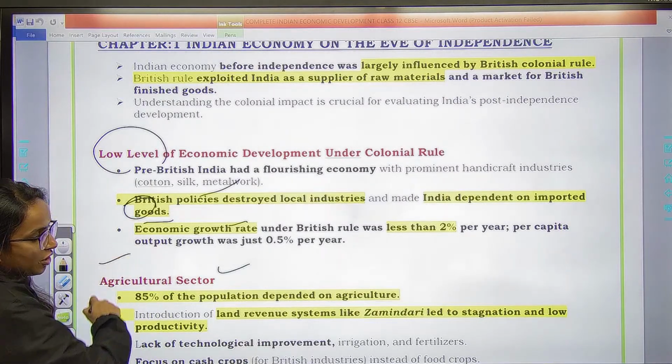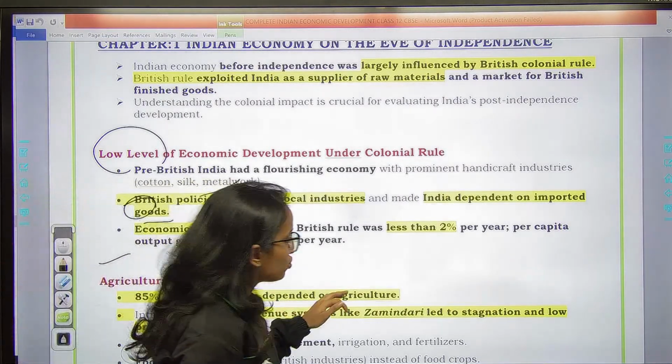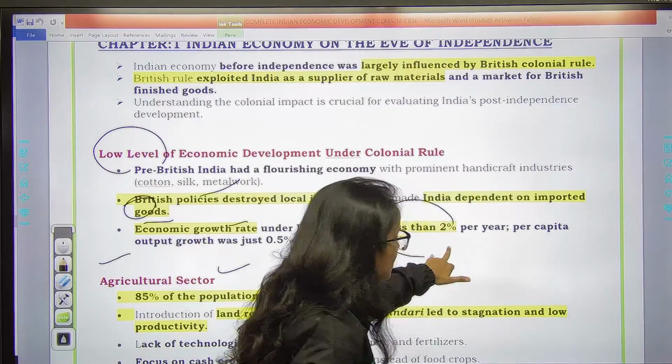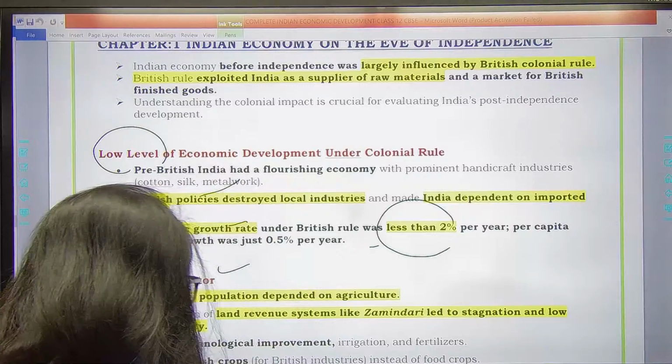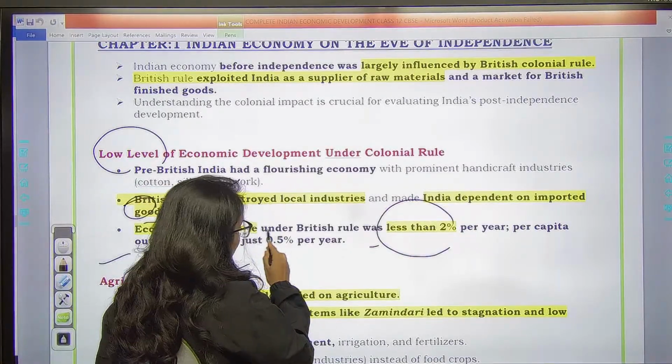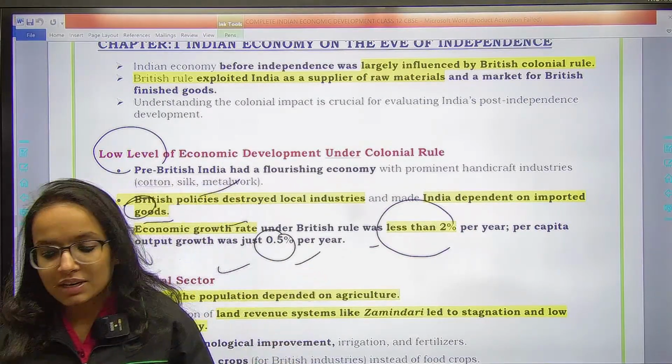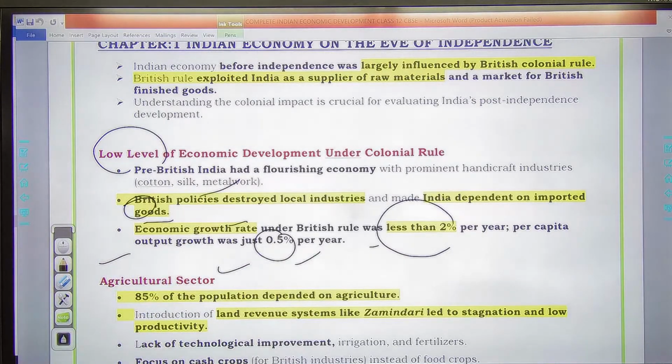If you look at the economic growth rate under British rule, it was less than 2% per year. Also, per capita output growth was just 0.5% per year.